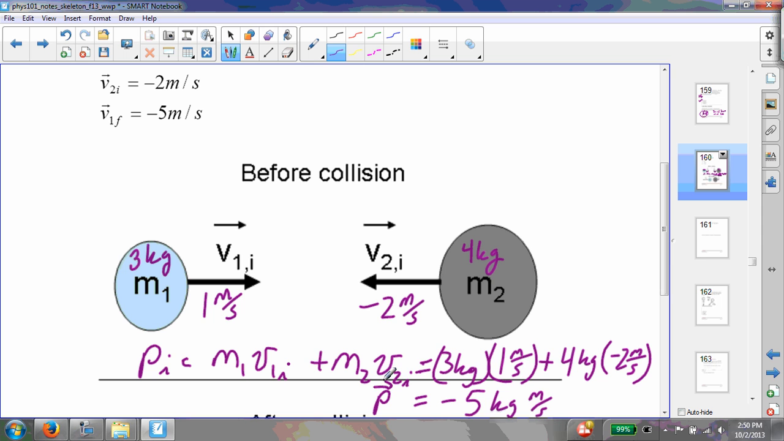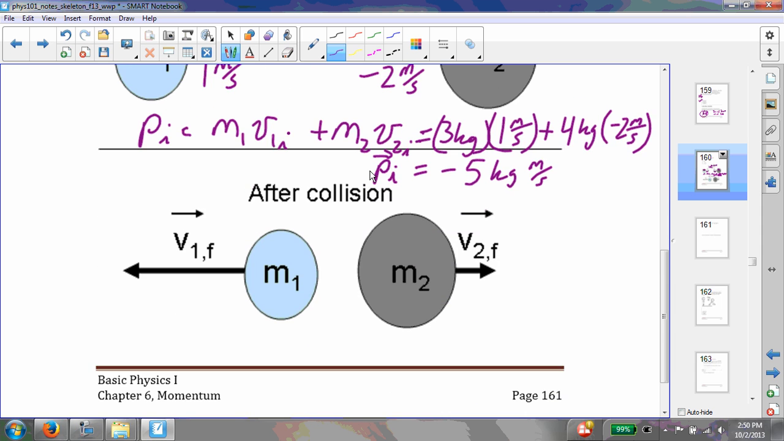That means that the system has a net momentum equal to -5 kilogram meters per second, and it's pointing to the left because it's in the negative direction. So that's my initial momentum. And I know that the final momentum must be the same.